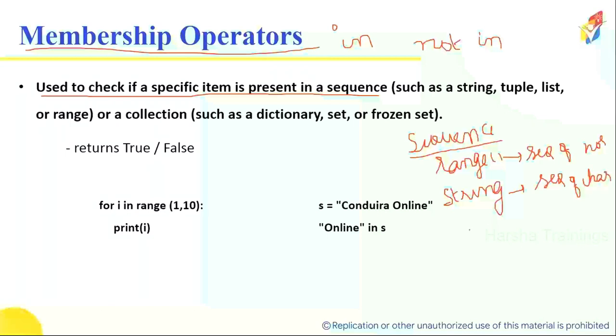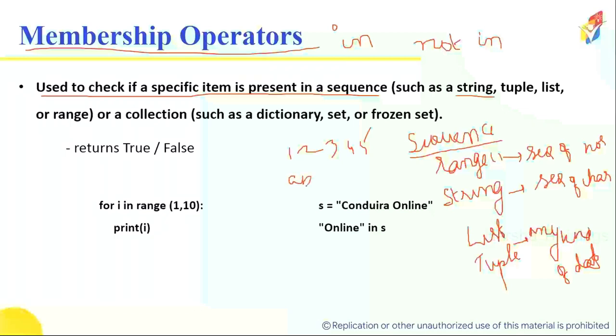Then the third one is list and tuple objects. They store any kind of data. These four are called sequences. Now, a string is a sequence, because 1, 2, 3, 4, 5 are in the form of a sequence. A, B, C, D, E, are they following the sequence? Yes.